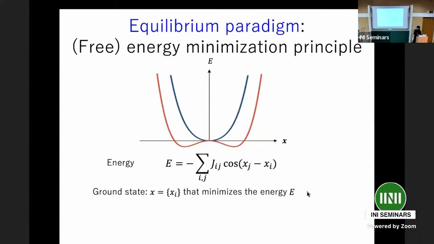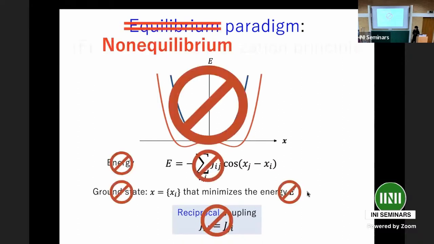So I'd like to start with a reminder that equilibrium systems are characterized by minimizing the free energy, or energy at zero temperature. For example, for an XY model, you write down your energy, and in order to get the ground state, you find the configuration that minimizes this energy. But what this immediately implies is that all the couplings here have to be reciprocal by definition. However, once it's out of equilibrium, this doesn't have to be true, and therefore non-reciprocal coupling can arise.